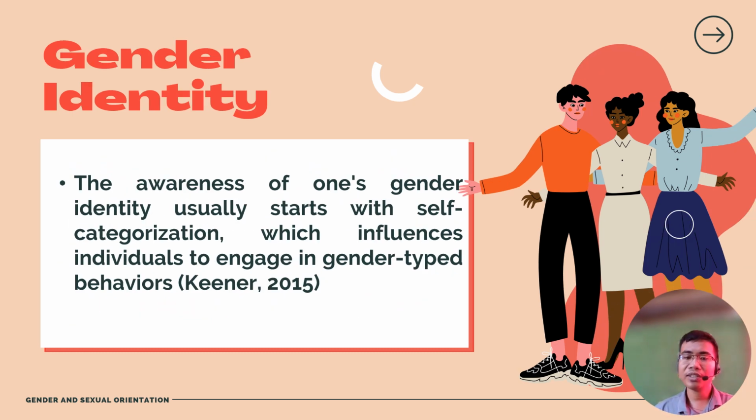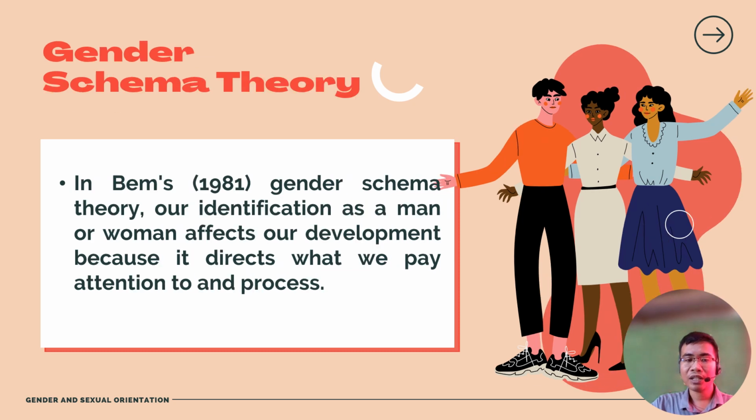It also refers to gender identity. When we say identity, that is how you were identified. It is the awareness of one's gender identity, and it usually starts with self-categorization, which influences individuals to engage in gender-typed behaviors. So how you categorize yourself, that is your gender identity. There are different categorizations which will be explained in the next slides. And with that gender categorization, that will lead you to engage in gender-typed behaviors also. Okay, so that is gender identity.